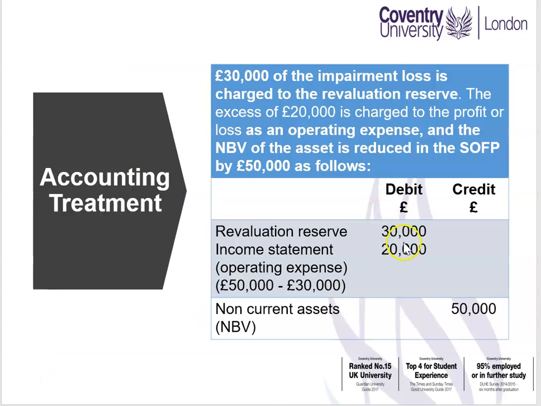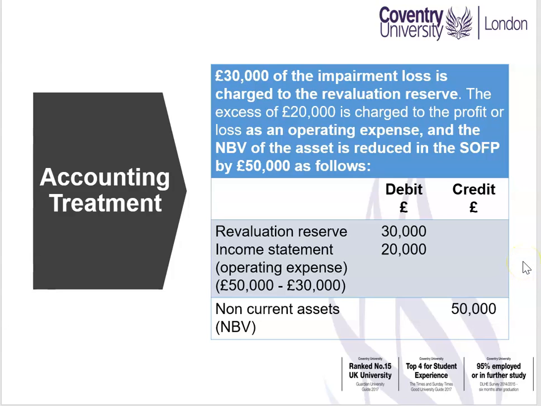And as you can see here, 30,000 of the impairment loss is charged to the revaluation reserve, so negative revaluation. The excess of 20 is charged to profit or loss as an operating expense, and the net book value of the asset is of course reduced by 50,000. So you debit revaluation reserve with 30, you debit income statement, instead of 50, with the balance of 20, and then reduce the asset by 50.